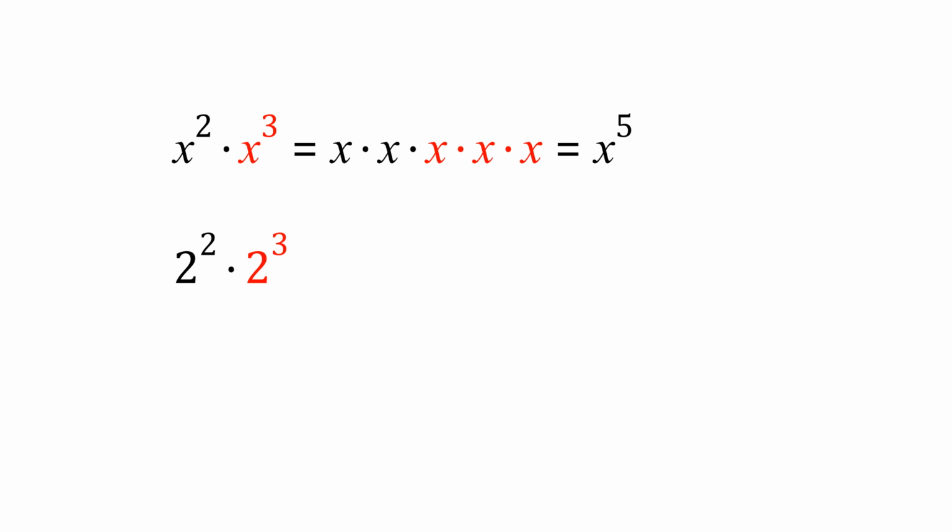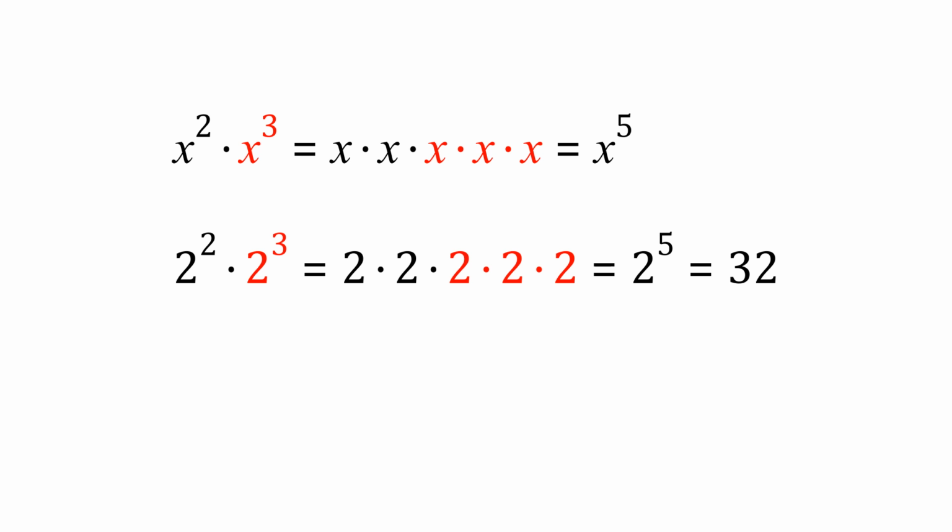And what does that mean in the case of something like 2 to the second times 2 to the third? Well, 2 to the second is 2 times 2. And 2 to the third is 2 times 2 times 2. So that's the same thing as saying we have 2 to the fifth power. And by the way, 2 to the fifth, 2 times 2 times 2 times 2 times 2, that is 32.